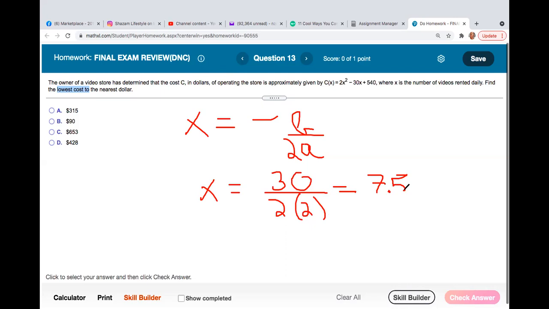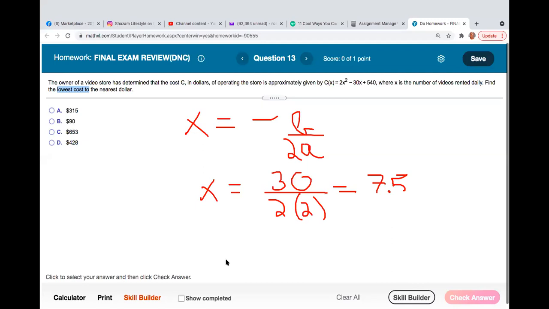Hold on, guys. 7.5. What is up with this problem? Okay. All right, we're going to go with the 7.5, guys. Let's see if this works out.